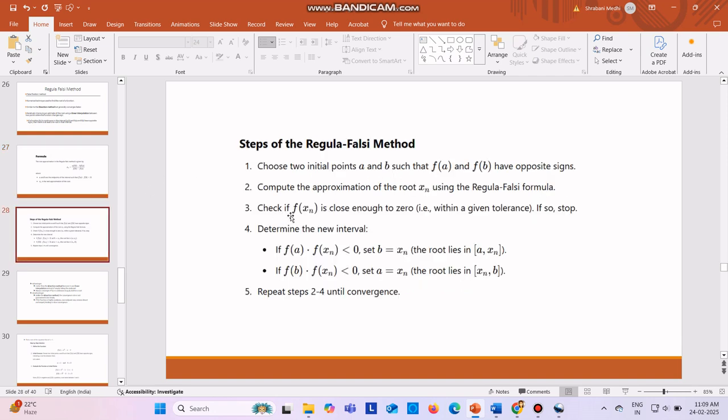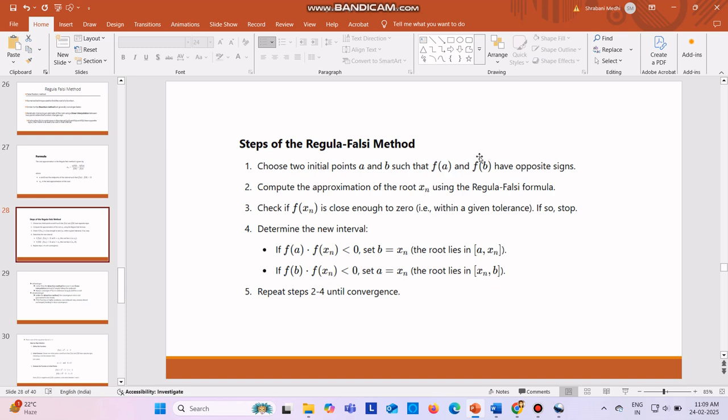Now we check if f of x of n is close enough to 0, or within the tolerance value. If it is close to the tolerance value or less than the tolerance value, we stop. Otherwise, we have to set new intervals. What are the new intervals? As I have told, if f of a and f of b have opposite signs, it means, suppose f of a is positive and f of b is negative, that if we multiply them, we will get a value less than 0.